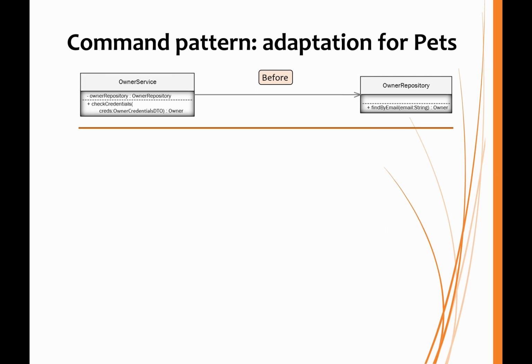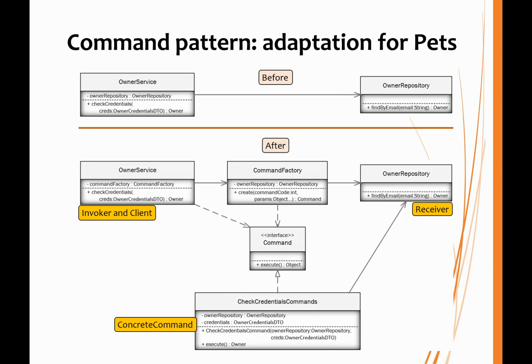So here is an example for the pets case study that we looked at in Learning Block 7. Before using the command pattern, we had these two classes, owner service and owner repository. As we saw a few moments ago, the two are tightly coupled. If we introduce the command pattern, we end up with something that looks like this, which has a lot more classes, but now, as we can see, there is no direct dependency between these two classes. The owner service will have a dependency on the command factory and the command interface, but it no longer has a dependency on owner repository. So we have completely decoupled these two classes.